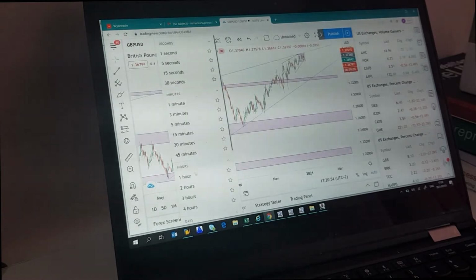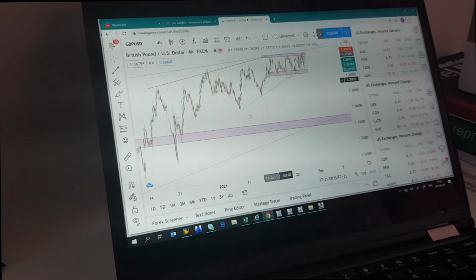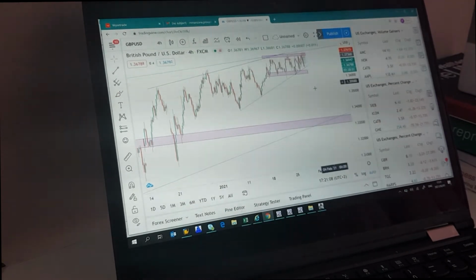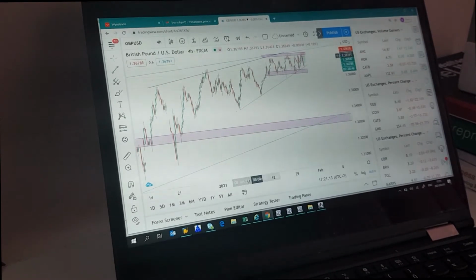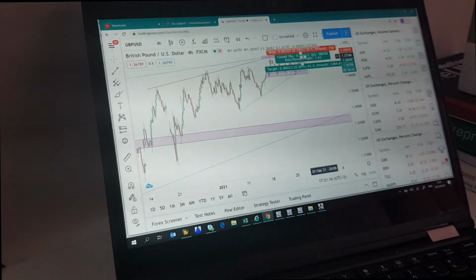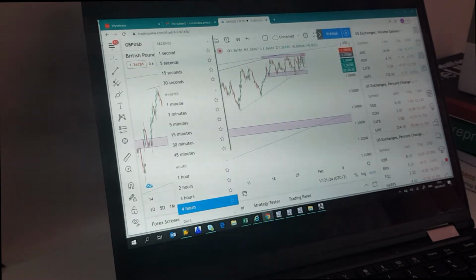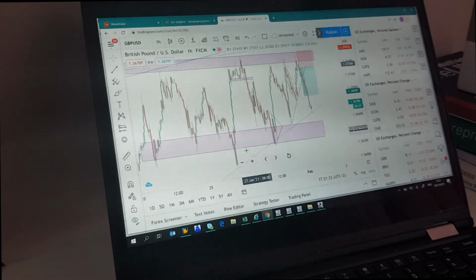So I came to the 4-hourly time frame. Let's just fix this trend so that we get many touches. So I saw that the market was correcting itself here. Then I saw that the market was respecting this area, which was my support, and this was my resistance. And then I went to my 1 hour time frame so that I can execute my trade.